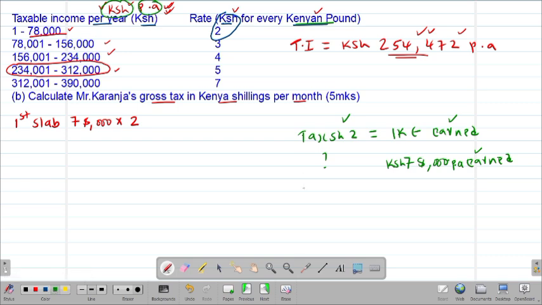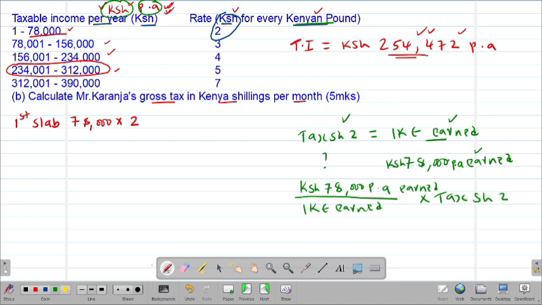So if you do cross multiplication, you're going to have Kenya shillings 78,000 per annum. This is money that is being earned, so you divide by 1 Kenyan pound that is also being earned, then multiply by a tax of 2 shillings that is being deducted. In this case, we have Kenya shillings on top and the Kenyan pound on the lower side. For these two to cancel, we have to convert the Kenyan pound into shillings. We know that 1 Kenyan pound is always equivalent to 20 Kenya shillings.